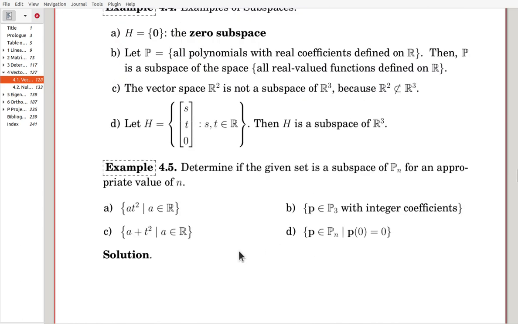Now, determine if the given set is a subspace of Pn for an appropriate value of n. Okay.